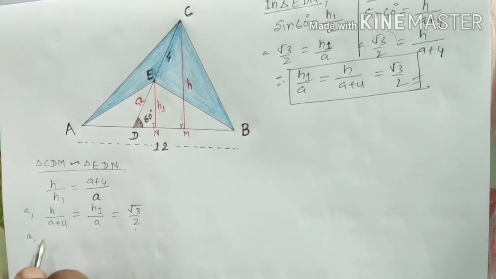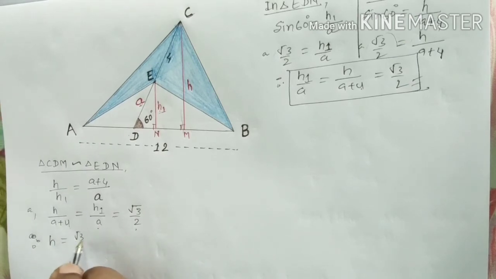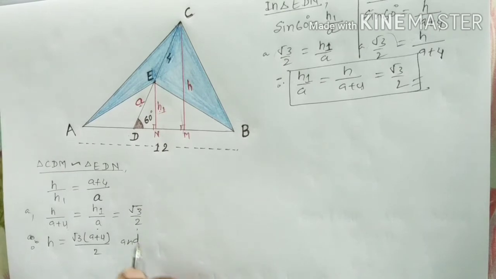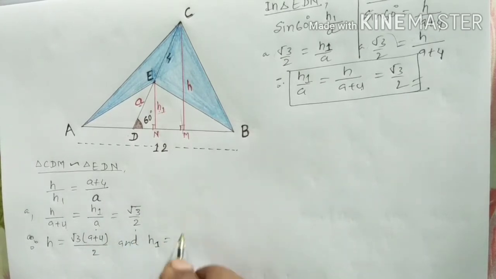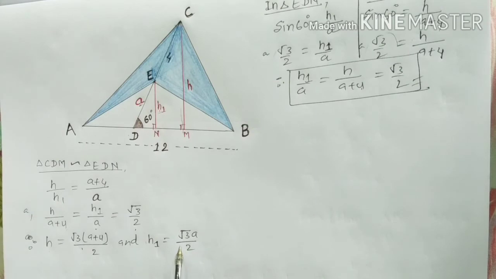So the value of h will be here. If we calculate the value of h, then the value of h will be root 3 times (a plus 4) by 2, and the value of h1 will be root 3 times a by 2. So this is the value of h and this is the value of h1 that we got by solving these equations.